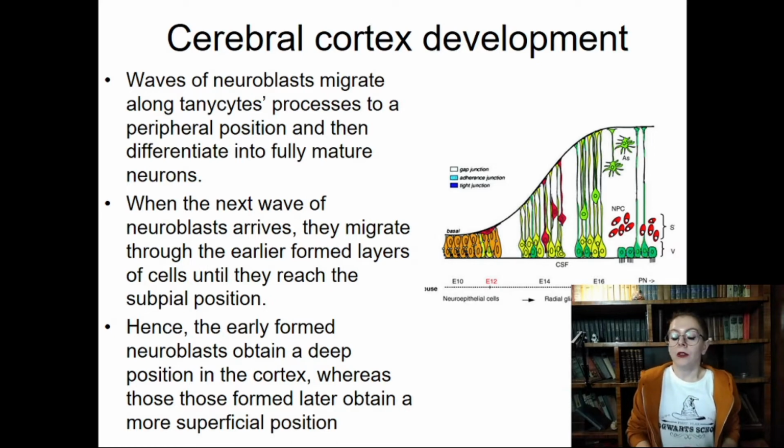Okay, this is a very complicated aspect of the central nervous system development, and this is the last slide.